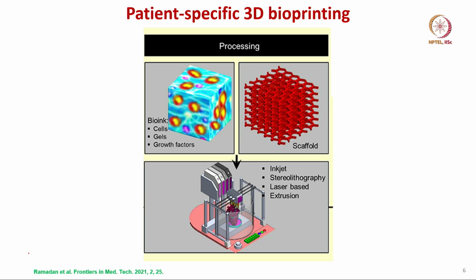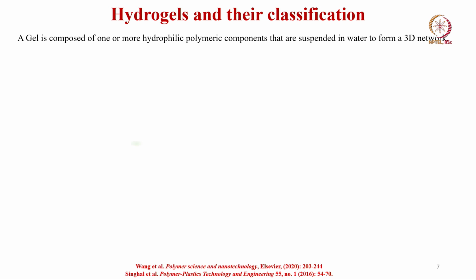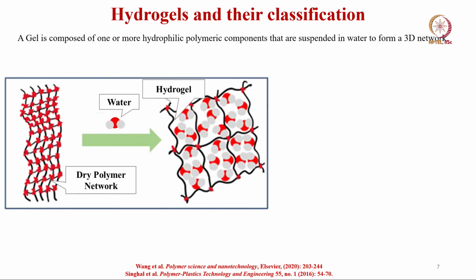So, this is the key thing. You start with the bioink, you select the scaffold materials, then you go to the actual 3D printing, and then you get the human heart shaped constructs. So, what is hydrogel?